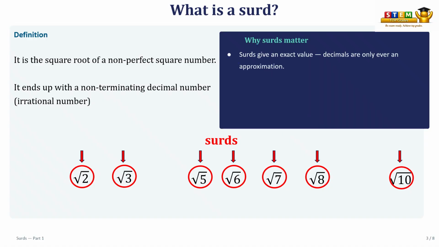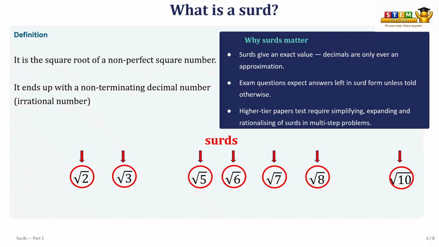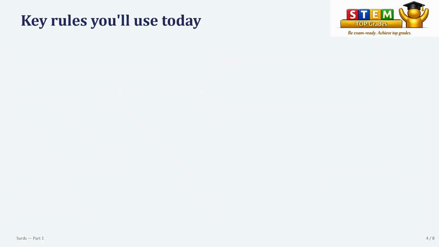Why do the surds matter? Now, surds give us an exact value, as opposed to decimals, which are only ever an approximation in those cases. The next thing is that exam questions expect answers left in surd form unless you're told otherwise. Now, higher tier papers require simplifying, expanding, and rationalizing of surds in multi-step problems. You're going to be learning about 4 key rules today.